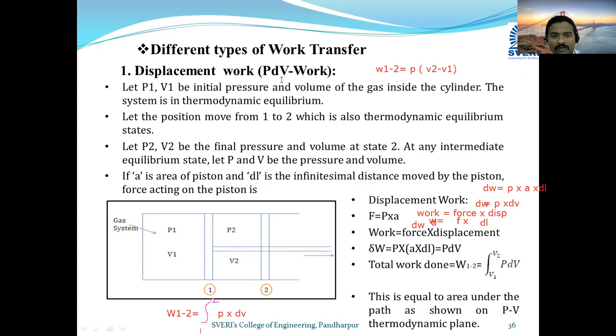Or you can say W is equal to P delta V. That is PdV. You can write dV, either you mention dV or delta V, the meaning is the same. So this is the PdV type of work. Is it clear? Yes, sir. Okay. Write down.